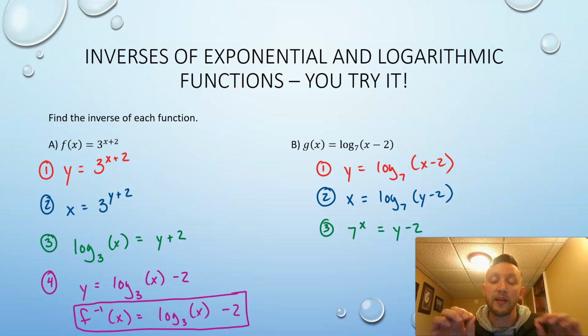So that third step, to be honest, is always the trickiest step. Because now all we've got to do is get the y by itself.